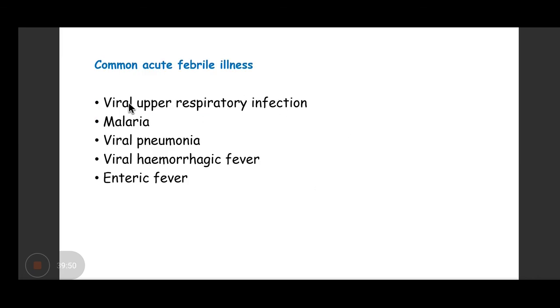Common acute febrile illnesses: upper respiratory tract we have discussed, malaria we have discussed. Pneumonia, you will take BAL or upper respiratory tract specimen for pneumonia also. Viral hemorrhagic fever we have discussed. Enteric fever, the best test in the initial days is blood culture, and then you can go for antibody detection or stool culture or urine culture.